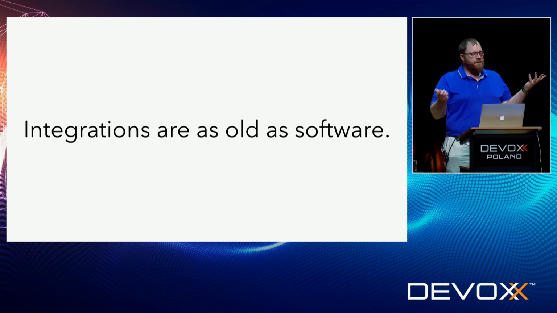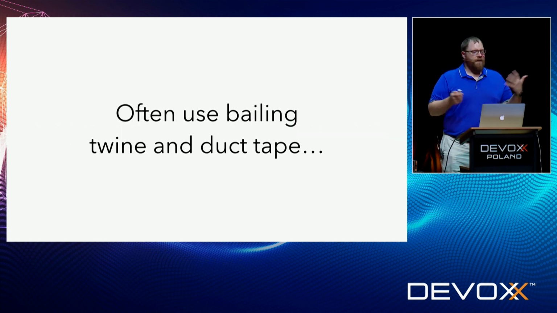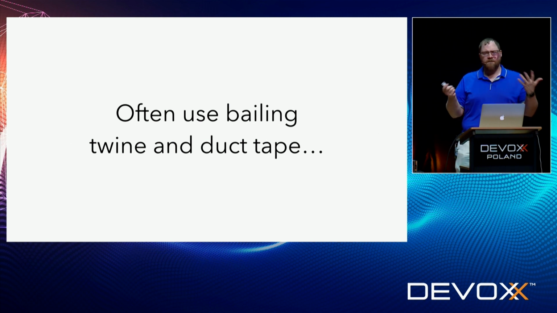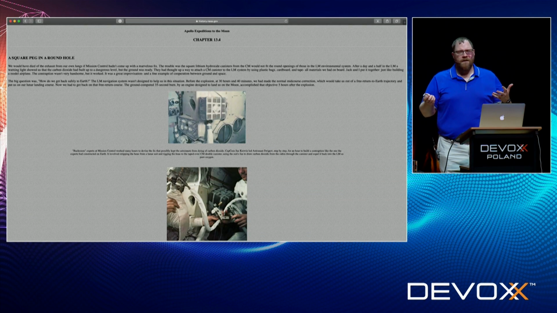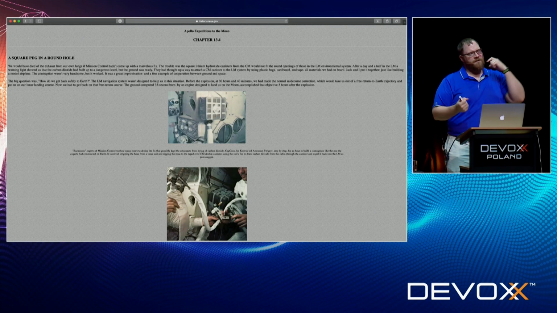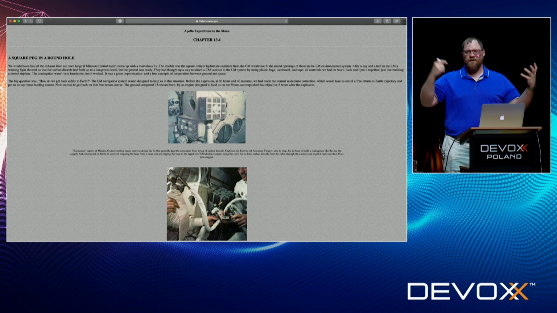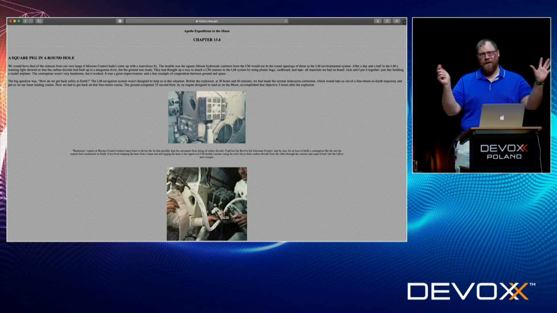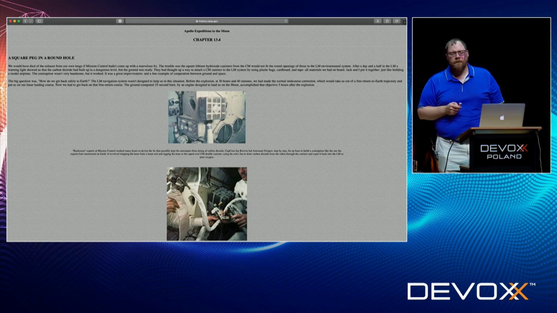Now, integrations have been around forever. Often in our industry, it's baling twine and duct tape. I think my favorite scene from that Apollo 13 movie is when they realize the carbon dioxide filters aren't going to work for that many astronauts, and so they go in this room and they dump a bunch of stuff out on the table and say, we got to make this fit into this using nothing but this. We do this too. Not with the life criticality part generally.